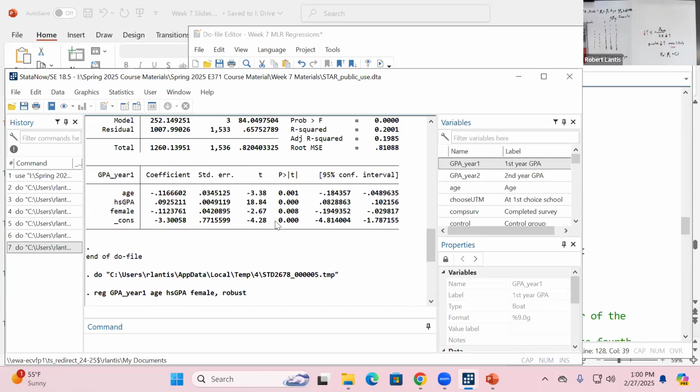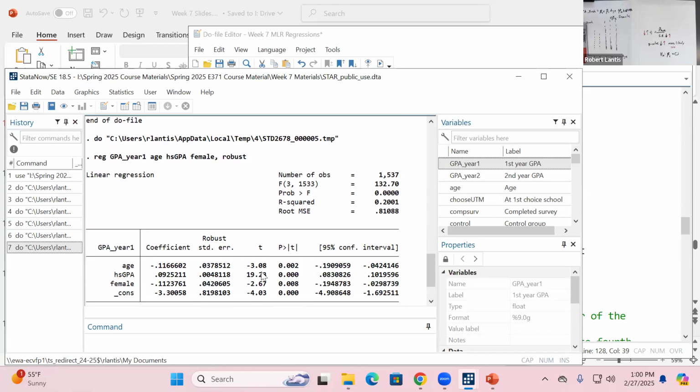So the test statistic was what? Negative 3.38 before, now it's only negative 3.08. Okay, so that robust command adjusts for the fact that our standard errors might have been screwed up by this heteroscedasticity in some of our variables.